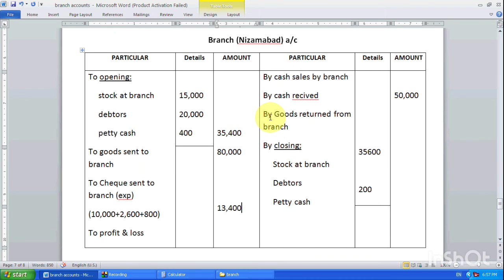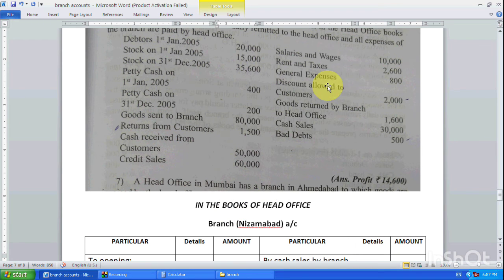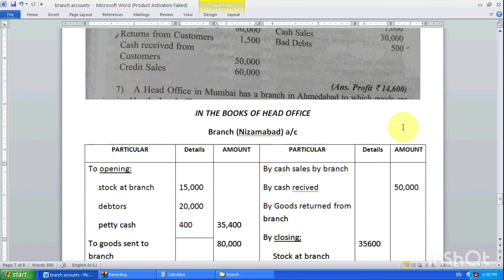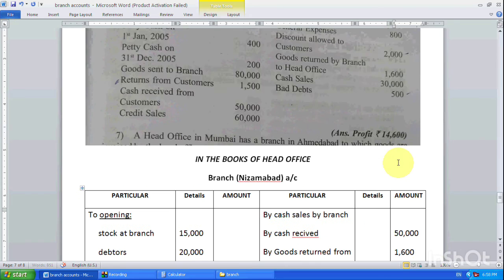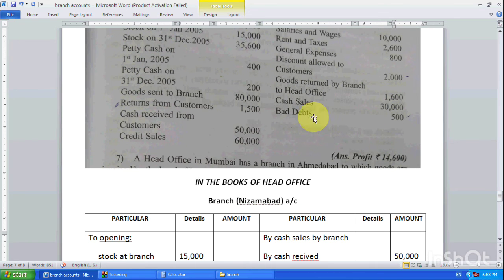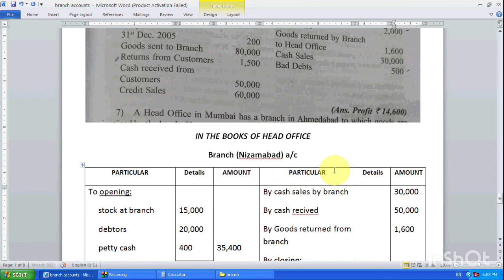What is the next entry? Discount allowed to customer, it will come in debtor account. Goods returned by branch, it will come in branch account. See, goods returned from branch is there, 1,600 we have returned to head office. Now cash sales is 30,000. Bad debts will come in debtor account. Cash sale how much? 30,000. The next entry, bad debts, it will definitely come in debtor account.